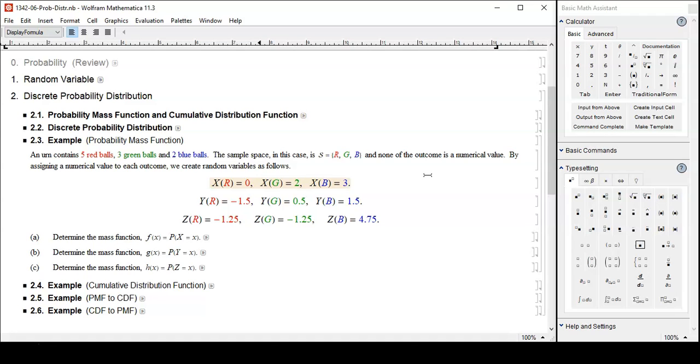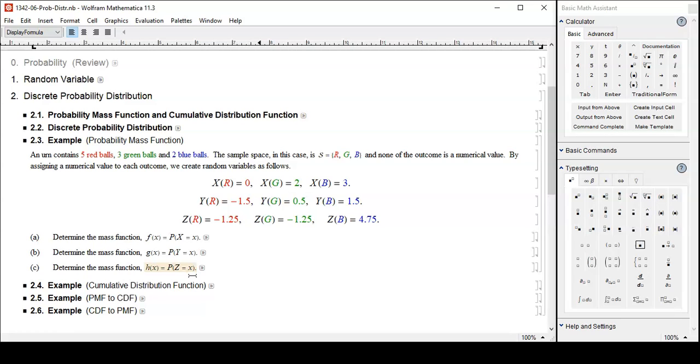Now, the same game, we can play with some fees. So each time you play that game, you have to pay $1.50. Then the net is red minus 1.5, green positive 0.5, blue positive 1.5, like that. And this game Z is unrelated. In this case, red and green are the same, so there's no reason to distinguish those. There are only two possible outcomes. Now let's name those probability mass functions as small f, small g, and small h.